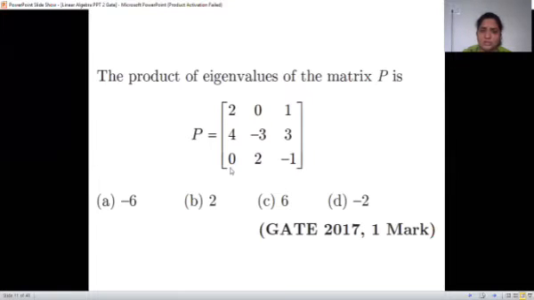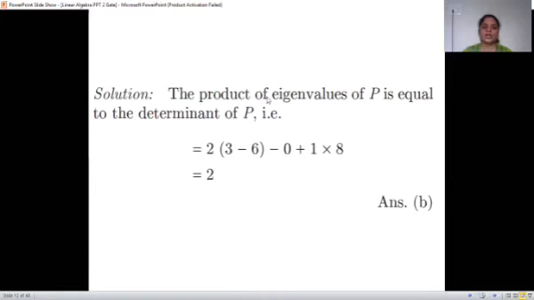Use the tricks. You actually do not want to find out what the eigenvalues are. Just don't go for that. We know the product of the eigenvalues is equal to the determinant of the matrix. Okay, so B is the correct option. Okay, next question is here.